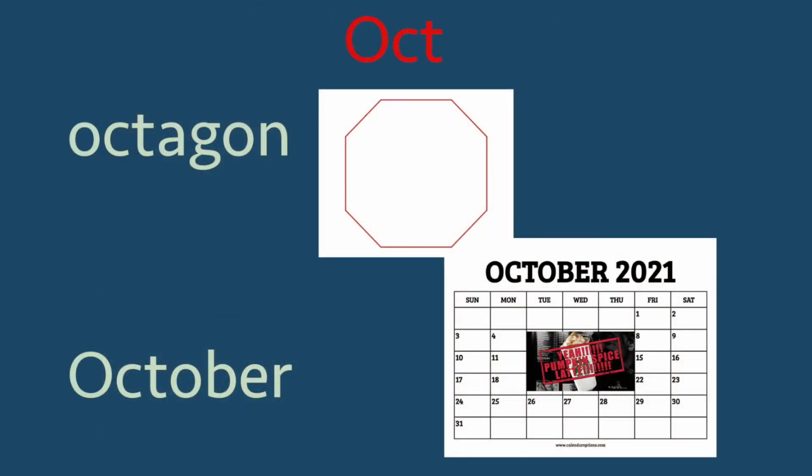We also see the same prefix in the words octagon and October. An octagon is an 8-sided shape, and October used to be the 8th month in the Roman calendar. The language commonly spoken around Rome was Latin, which is where the prefix originates.